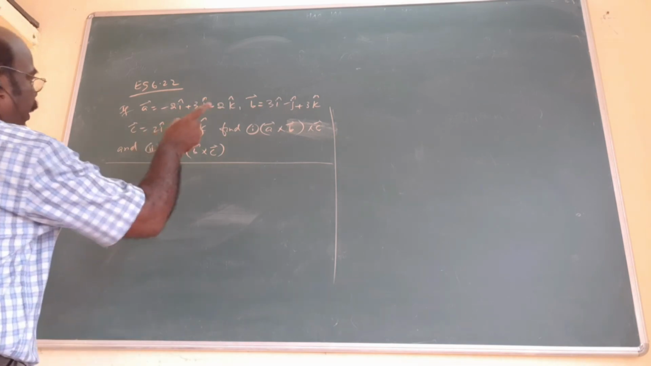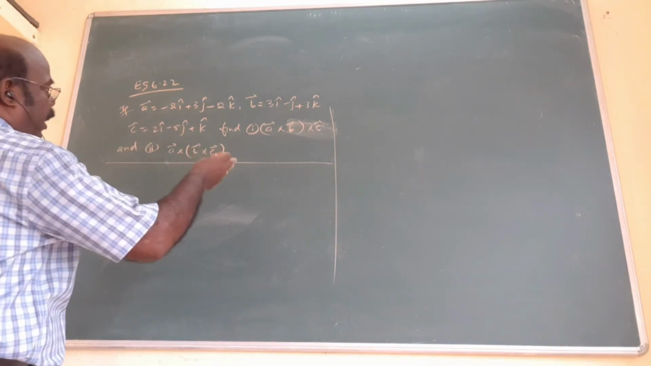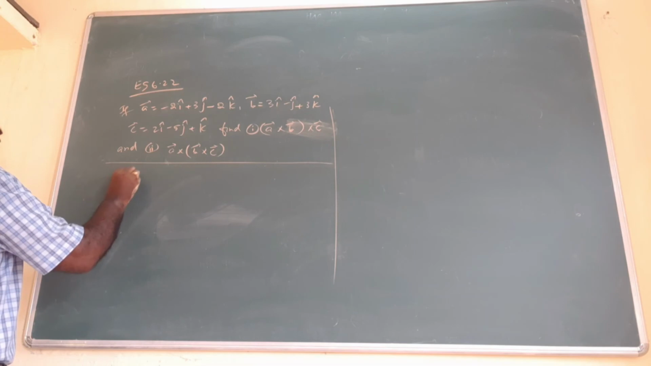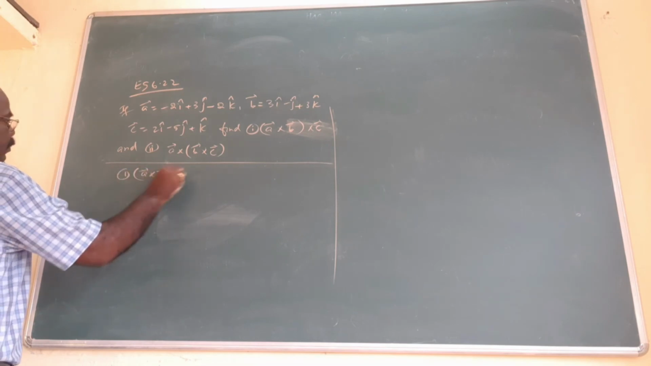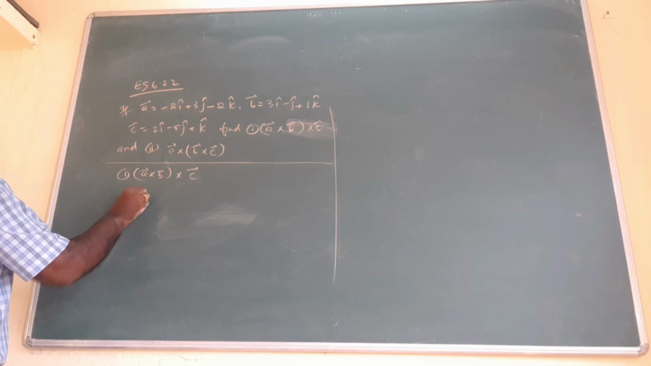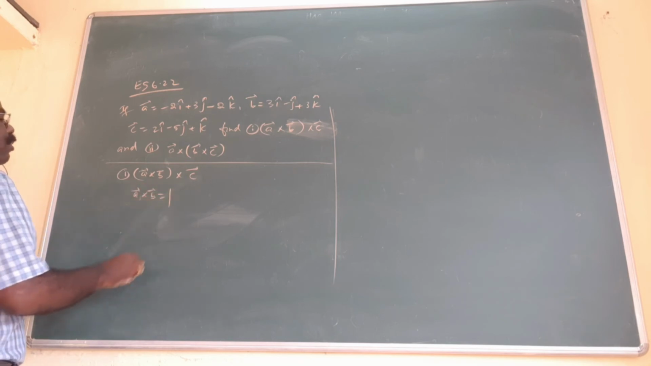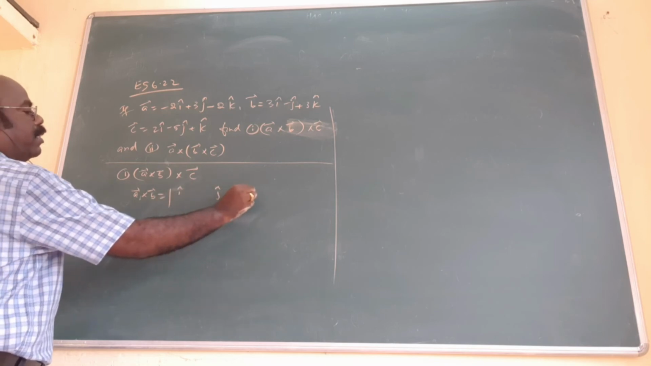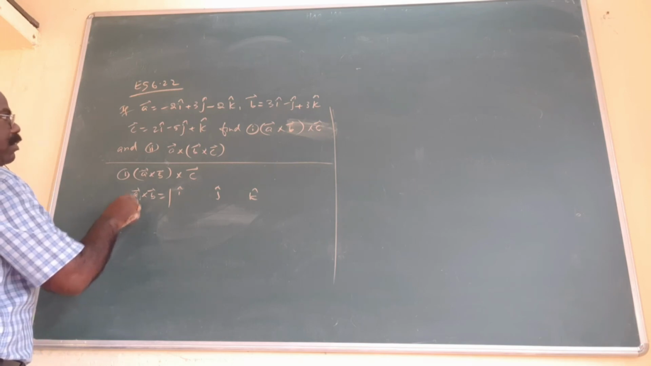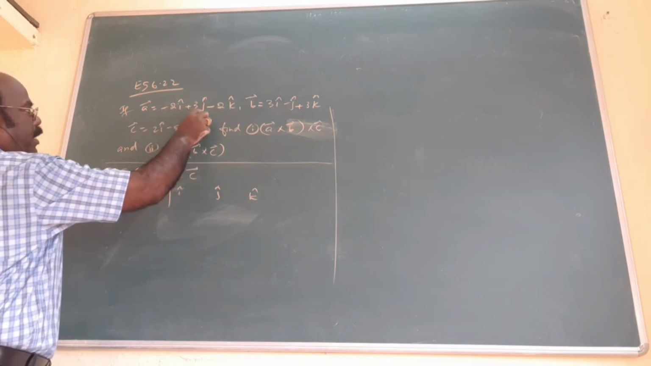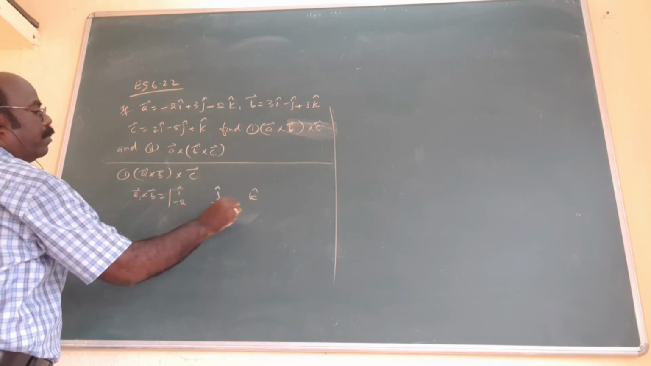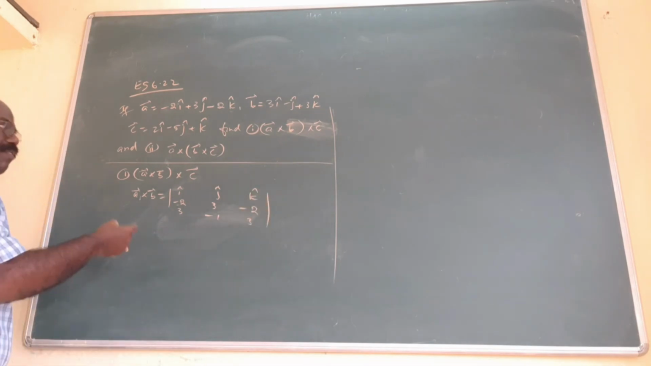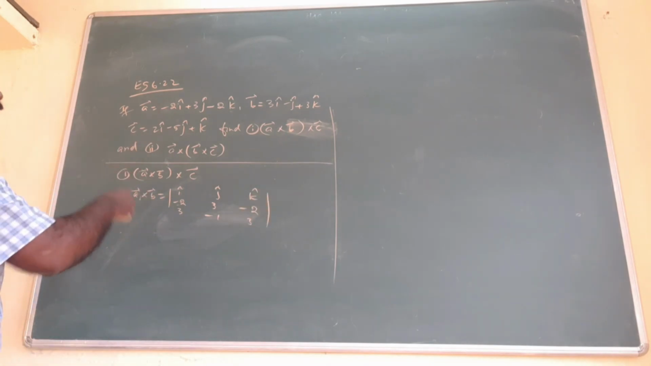Next question: A, B, C, three vectors are given. Find (A cross B) cross C. First, find A cross B. Already you know, for the cross product of two vectors, first put i, j, k: i cap, j cap, k cap. Then the first one is the A vector. What are the coefficients of i, j, k? Minus 2, 3, minus 2. B is 3, minus 1, 3. In this way, first find A cross B, then once again find the cross with C.